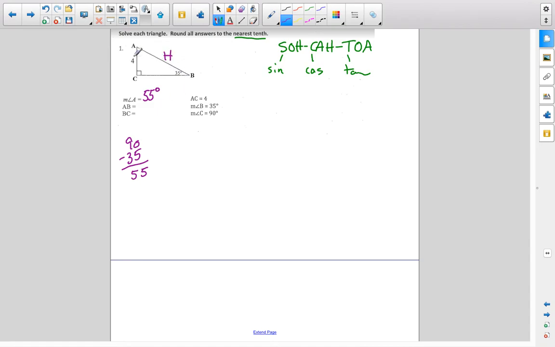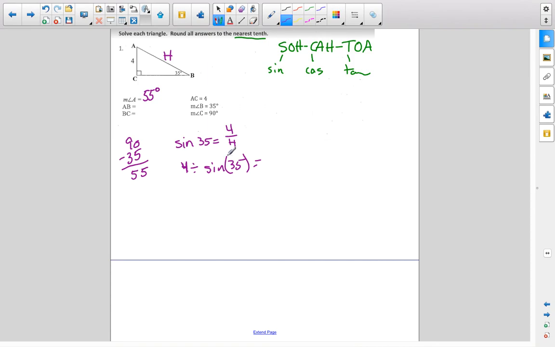So from the 35-degree angle, we have the opposite. We want the hypotenuse. So the sine, opposite over hypotenuse is sine. The sine of 35 equals the opposite over the hypotenuse. The variable is on the bottom, so it's a division problem. 4 divided by the sine of 35 is what goes in your calculator. Close it up. So 4 divided by the sine of 35.